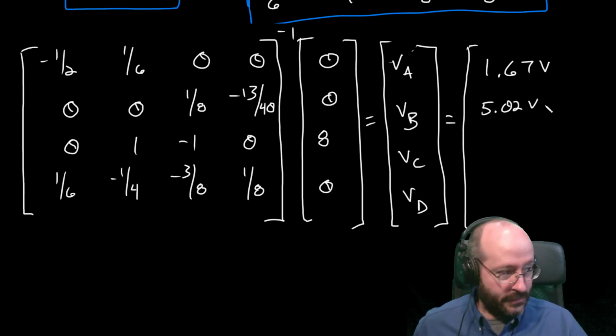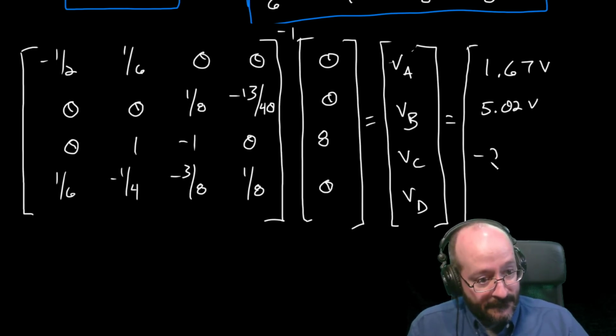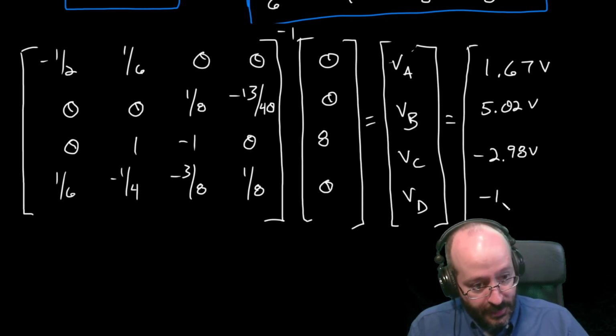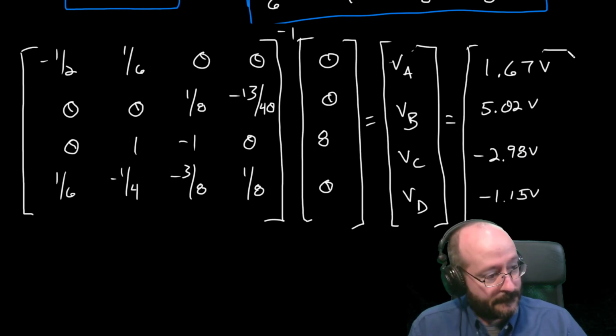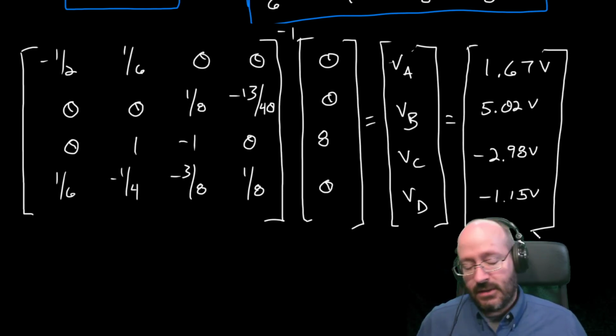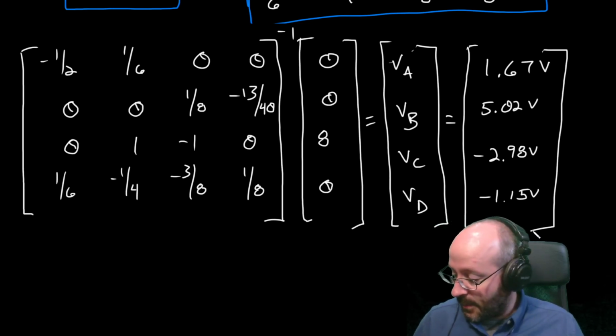5.02 volts. Negative 2.98 volts and negative 1.15 volts. All right, there are our node voltages. That's good. That's a start, right? I'm going to actually store those for safekeeping.